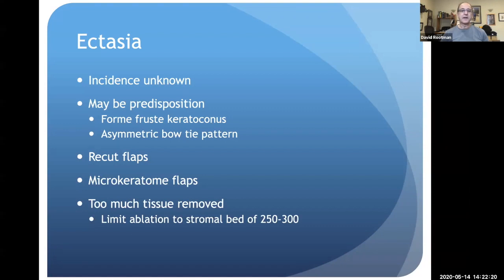And also high corrections where we've removed too much tissue, or even regular corrections where we haven't observed the residual stromal bed thickness. And that number is a floating number. Barraquer 70 years ago suggested that 250 microns, or approximately half the corneal thickness, should be preserved. But now, certainly for the last 10 years, I rarely will go below 300 microns, just to stay on the safe side.